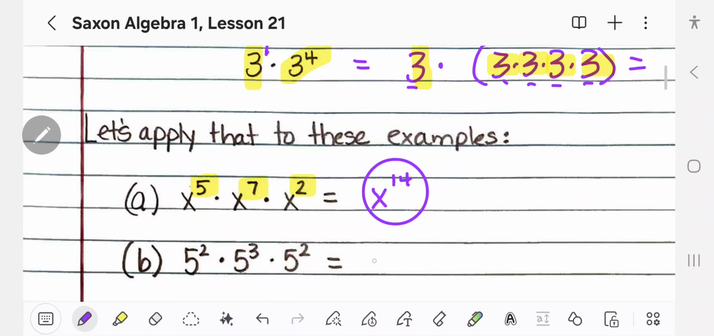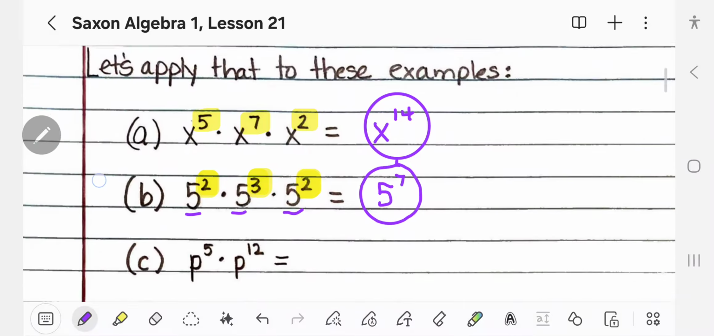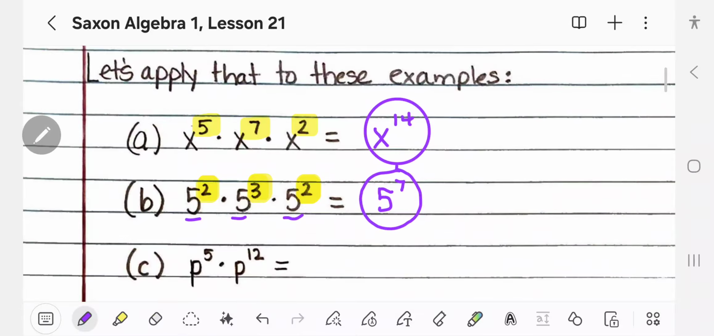With B, my factor is 5. That's what all my bases are. And my exponents just tell me how many 5s there are. I've got 2, and then 3 more, and then 2 more. So that would be 2 plus 3, which is 5, plus that 2, which is 7. So I could simplify that and write that as 5 to the 7th. So it's helpful to be able to simplify these with this rule that we just learned. Let's look at another one.